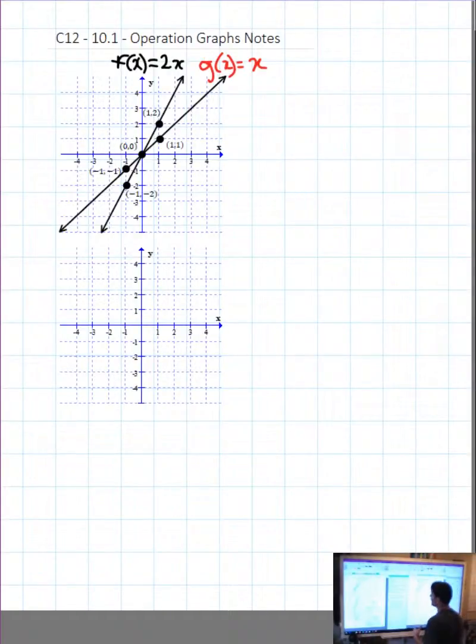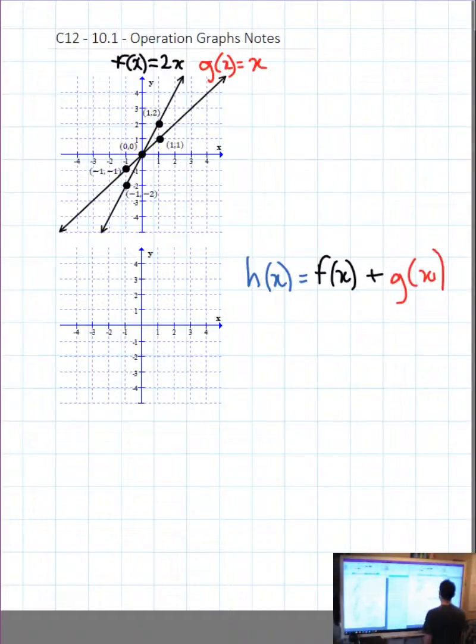So what if we want to add those functions together? Well, let's make a new function, and let's call it h of x. So h of x is equal to f of x plus g of x. So what does that mean?